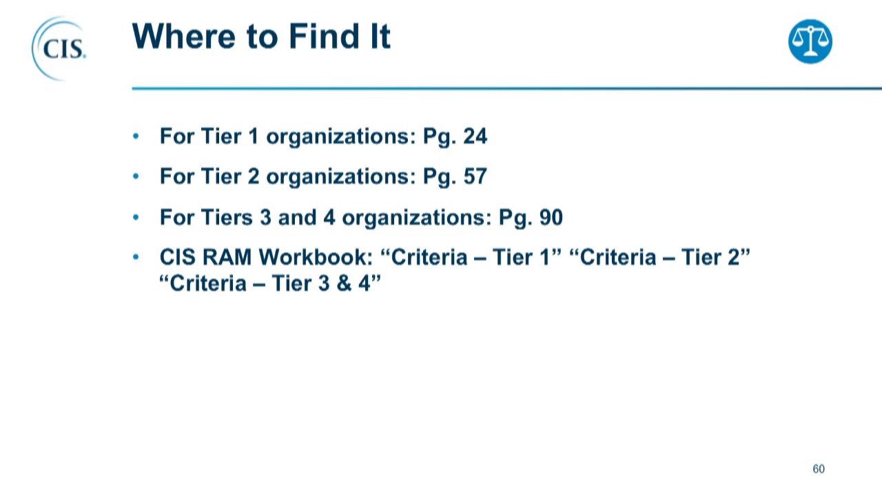This is covered in Tier 1 on page 24. For Tier 2 organizations on 57. You'll find it on page 90 if you're a Tier 3 or 4 organization. And again, you can use the criteria tabs in the workbook for this.